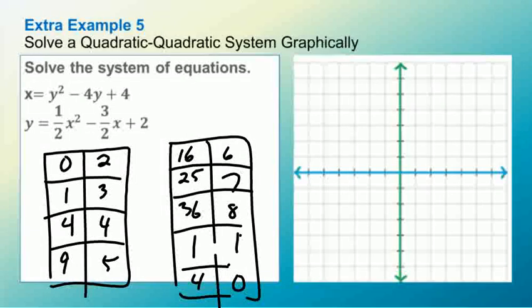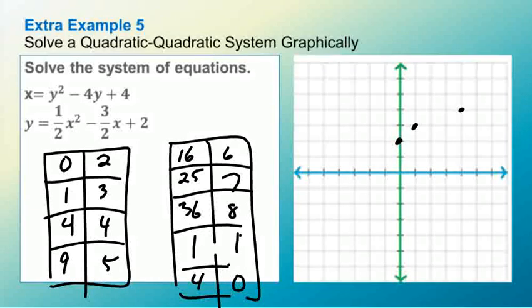So now let's graph those on here. So we have 0, 2. We got 1, 3. We got 4, 4. Actually, 4, 4. So 1, 2, 3, 4. That's 9, 5. Don't have that one, so let's see.